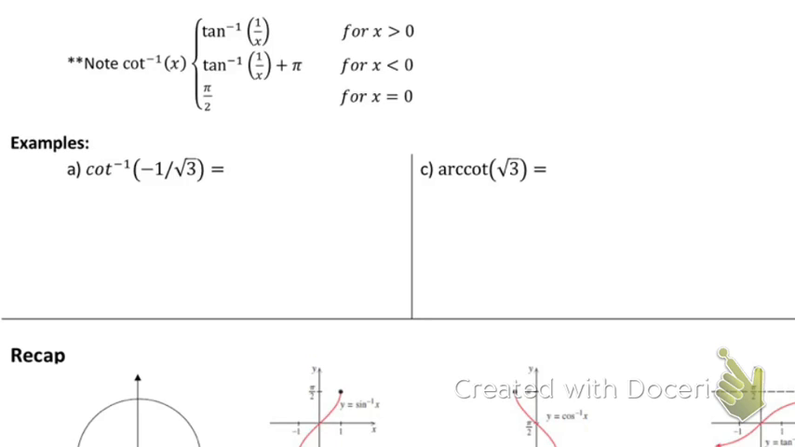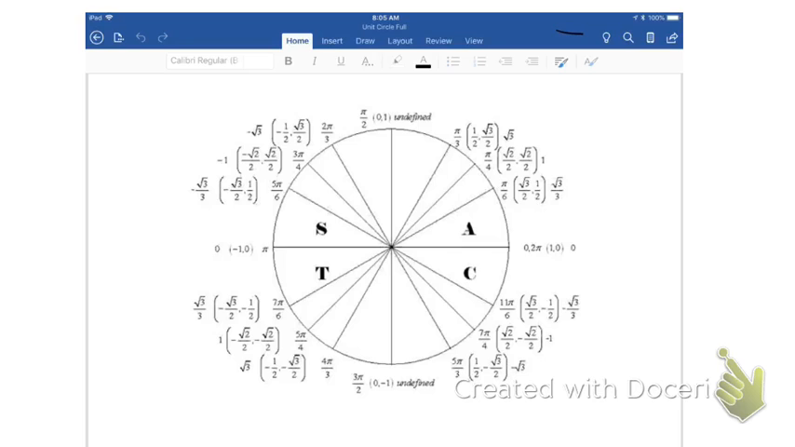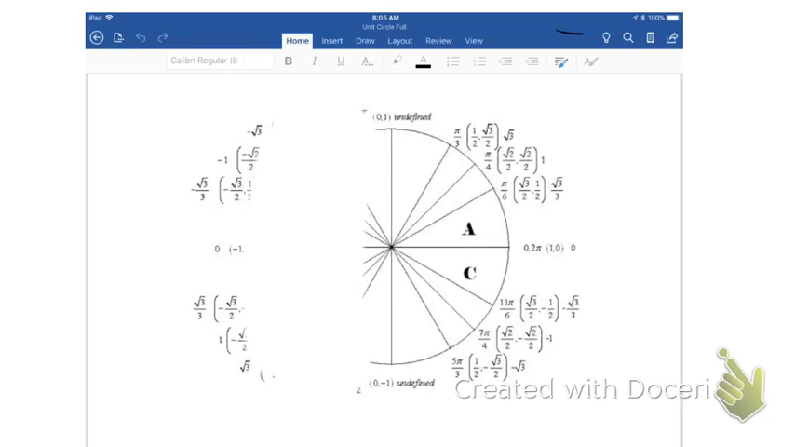Cotangent inverse of negative 1 over square root of 3. We are going to put this in tangent inverse land because that's on our unit circle. To convert it to tan inverse, I need to take the reciprocal inside, just like with cosecant and secant. So I'm looking for the tan inverse of negative square root of 3. Let's look at our unit circle. Now remember, tan inverse is restricted to those two quadrants. Tan inverse of negative square root of 3 is 5 pi over 3.